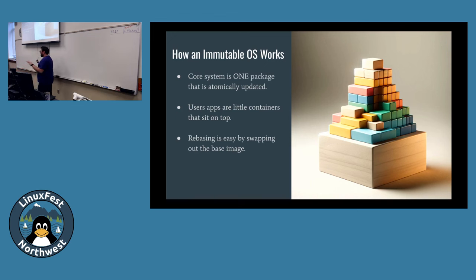An immutable system works a little bit differently. How it works is the whole core system is treated as one big block on the bottom. And that's everything you need to get it up and running. And you can't touch it. You can't edit it. You can't mess with it. If an update comes down, what they do is they slide out that big block on the bottom and slide the new one back in. And what's on top are your files, flatpaks, containers, whatever you want on there. But those blocks can't mess with that core block. That's kind of the key component here.